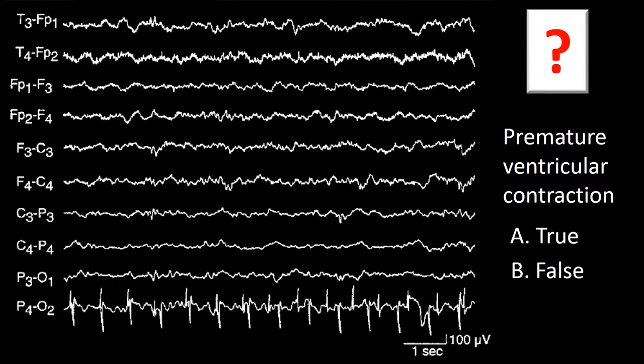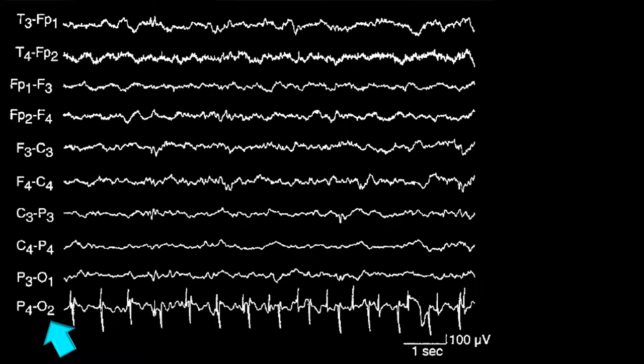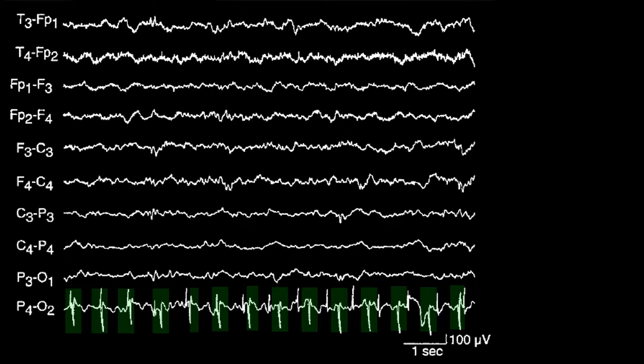Next question. Please take a look at this frame and choose the preferred answer. Here, the activity present at the P4-O2 derivation, shaded in green, certainly has the shape of an EKG artifact, but it is unusual that it is only captured on the right side and posteriorly. It is also unusual that at times a different artifact is present, shaded in magenta in this frame. As you can see, it does not keep relation with the larger artifact.